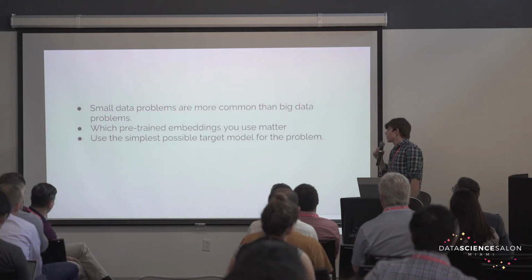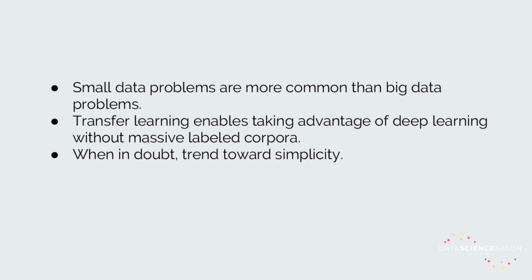So in conclusion, small data problems are much more common than big data problems. The pre-trained embeddings you use matter, and you should search for the simplest possible target model for the problem.